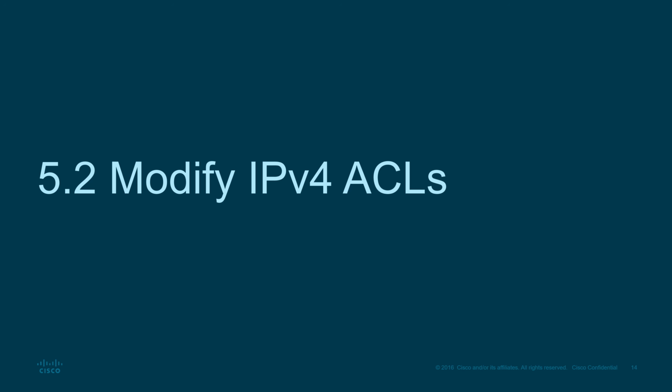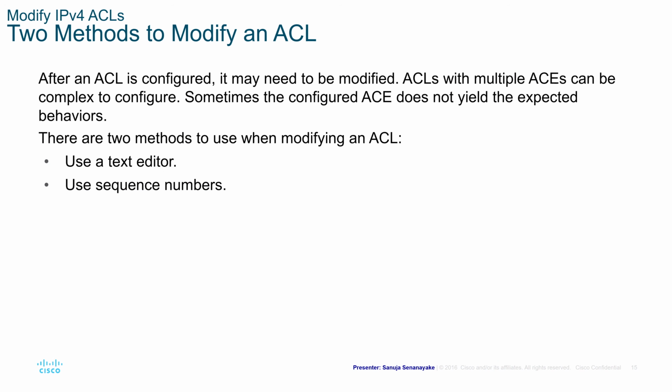Modify IPv4 ACLs. Two methods to modify an ACL. After an access control list is configured, it may need to be modified. ACLs with multiple access control entries can be complex to configure. Sometimes the configured ACE does not yield the expected behavior. There are two methods to use when modifying an ACL: use a text editor or use sequence numbers.